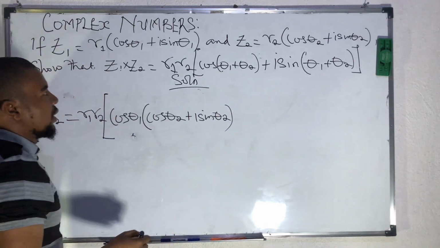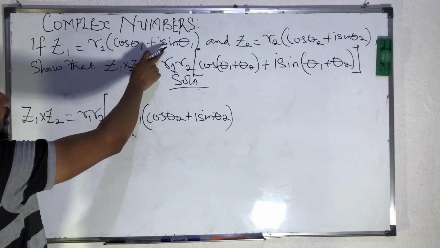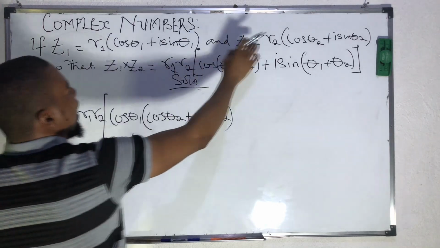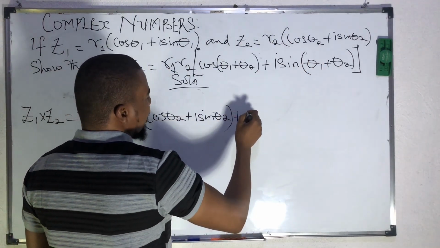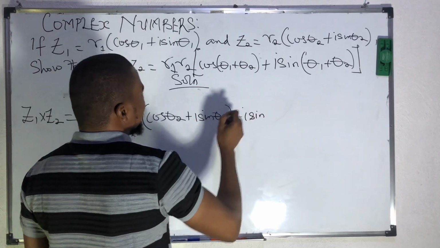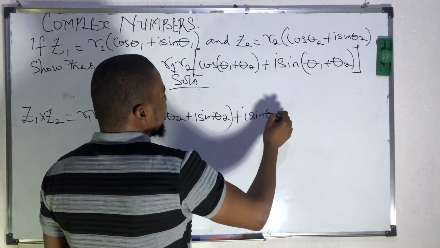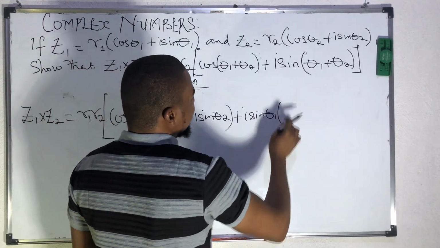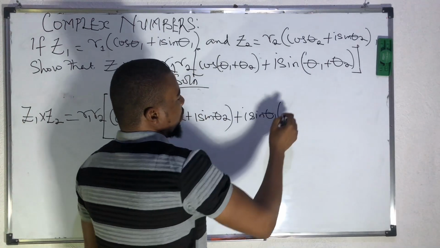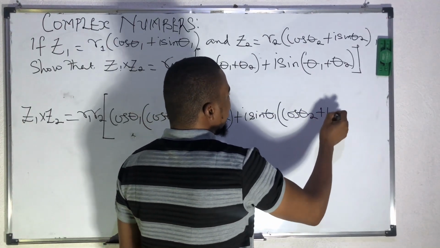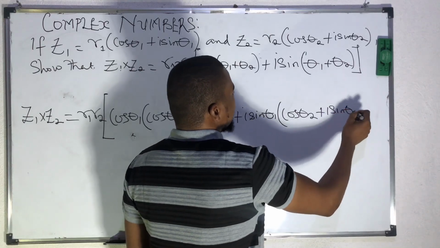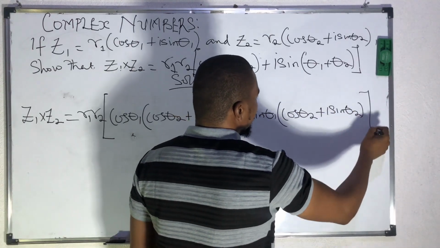We close the bracket. Now let's use the second term in the first bracket to also multiply everything in the second bracket. Here we have plus i sin theta 1 multiplying everything here. We now have (cos theta 2 + i sin theta 2). Close your square bracket.